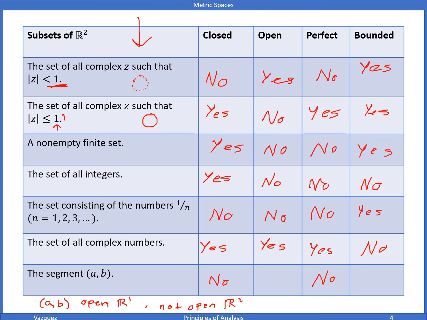And the segment AB, can you bound that? Well, of course. It's just an interval. You can bound any interval AB. So that's our chart filled up. You can check which ones you got right and wrong and why.